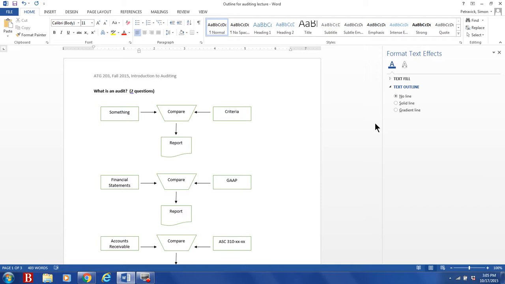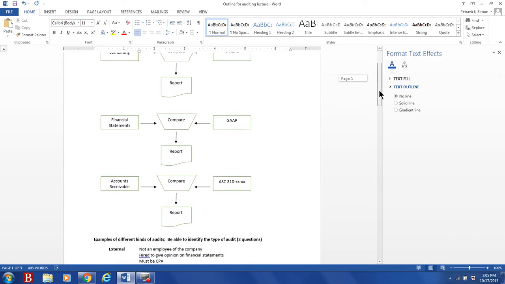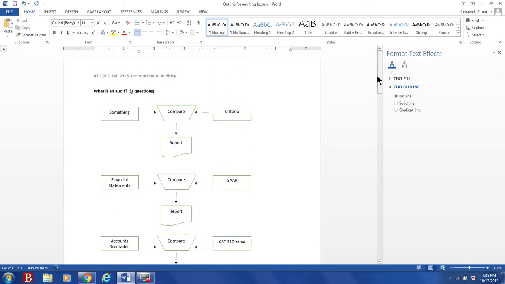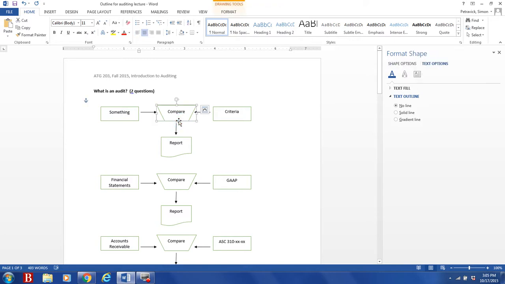The first thing I'd like to talk about is what is an audit, and there's three diagrams on the handout if you're looking at that. The most simple way to describe an audit is that it's a comparison between something, and it's very broad, and criteria that describes what that something should be doing. The auditor makes the comparison and then issues a report to describe the findings.